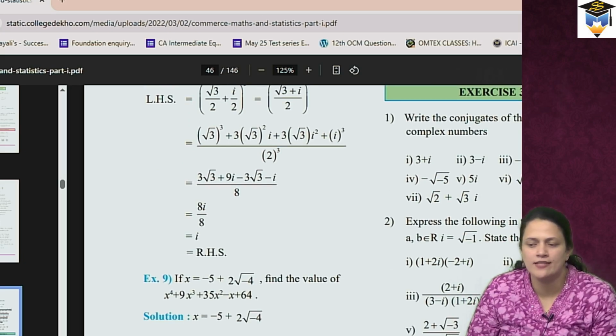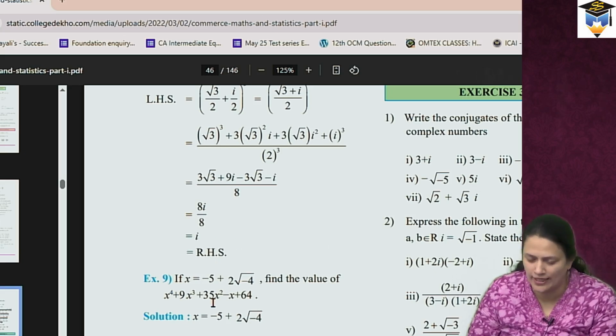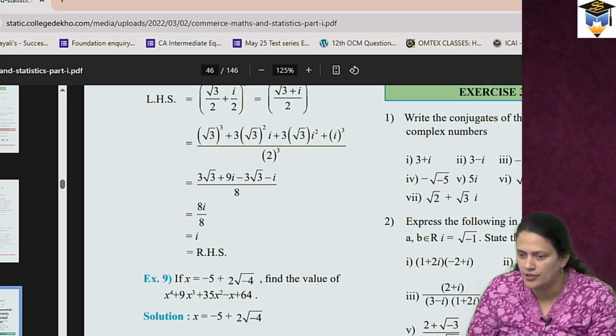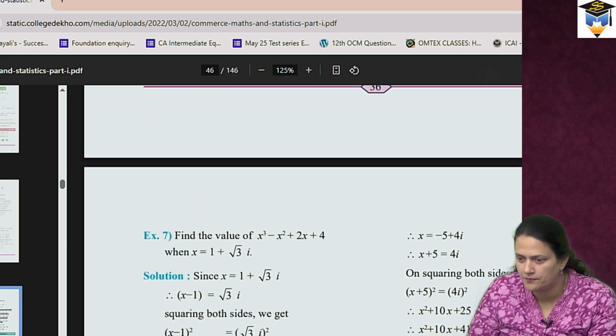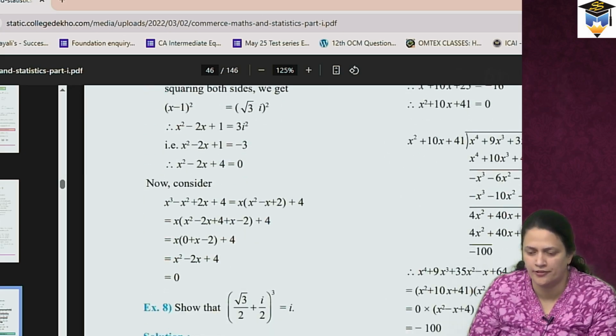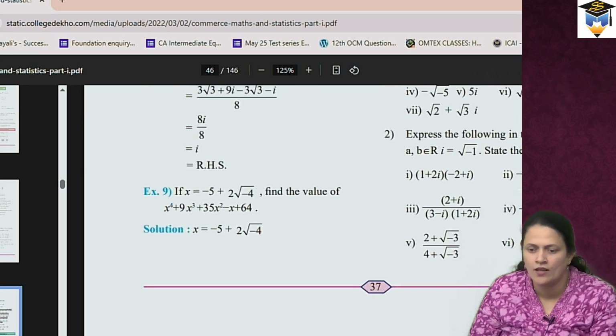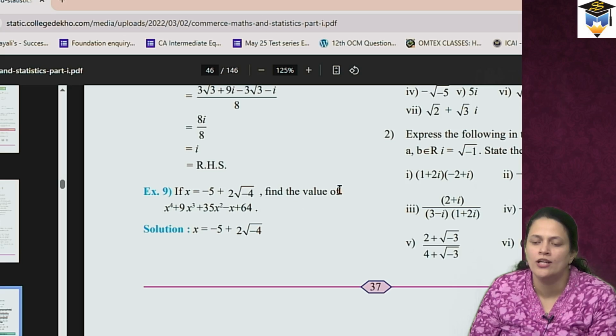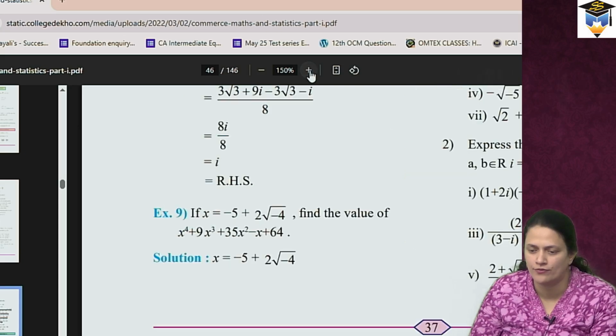Shall we start with exercise 3.1 then? Ninth one is also important. So just let us go through the ninth one as well. Just a minute. Ninth one. Yes, this one is important. So if x is equal to minus 5 plus 2 root of minus 4, you have to find out the value of x raised to 4 plus 9x cube plus 35x square minus x plus 64. Is it visible now, Abhinandan? Better?